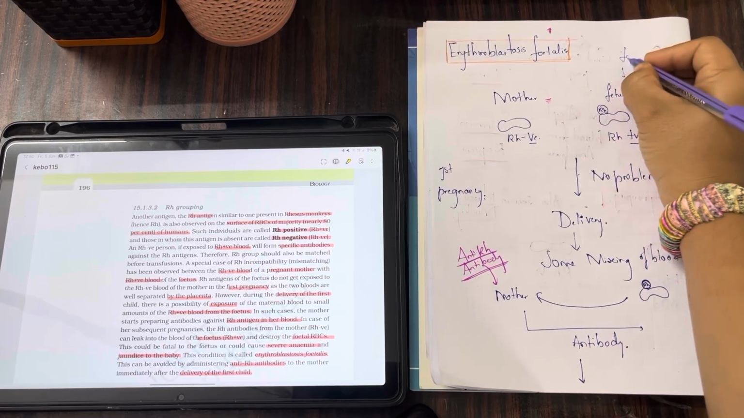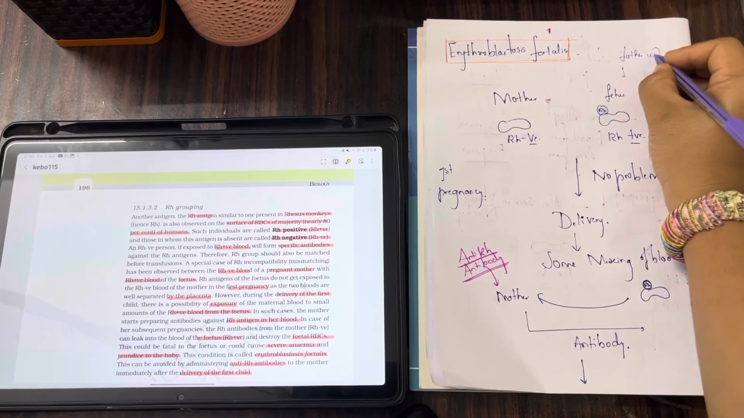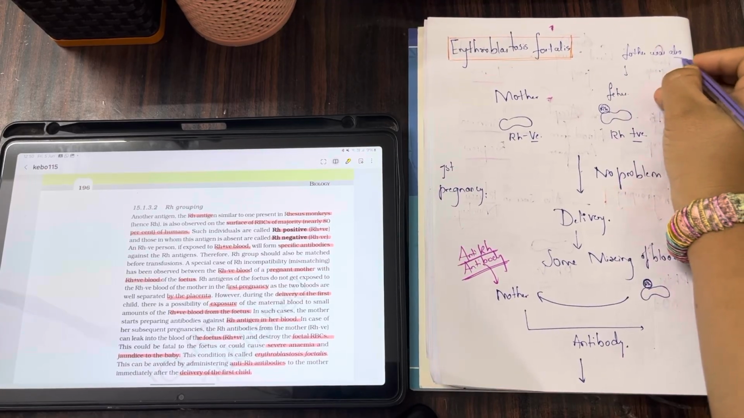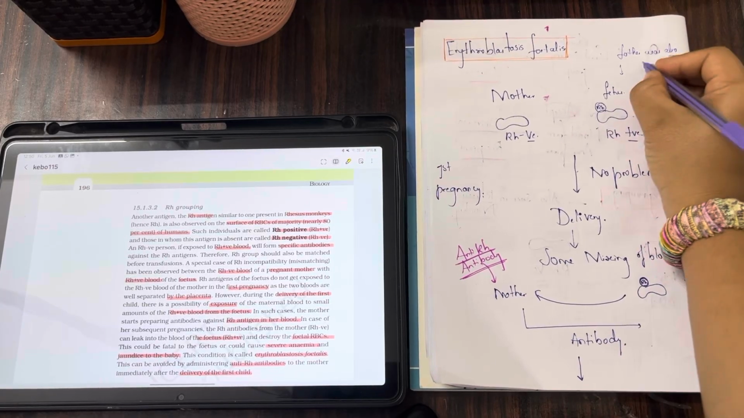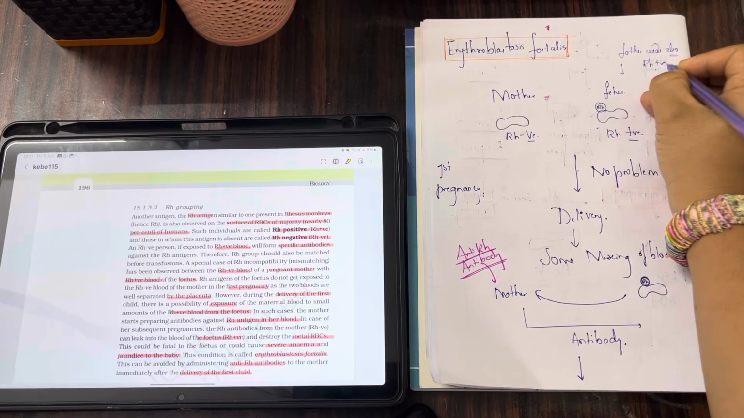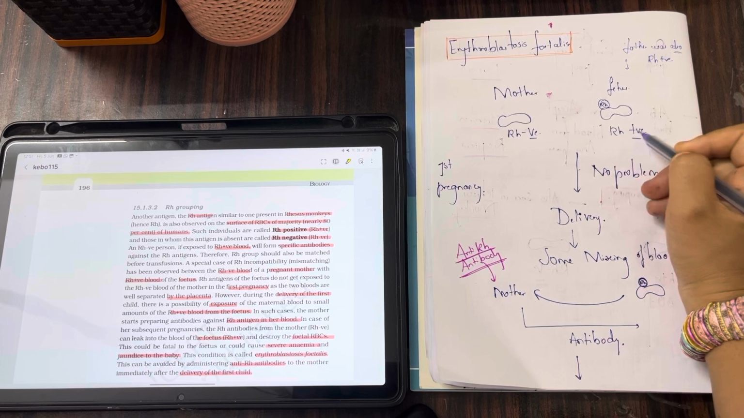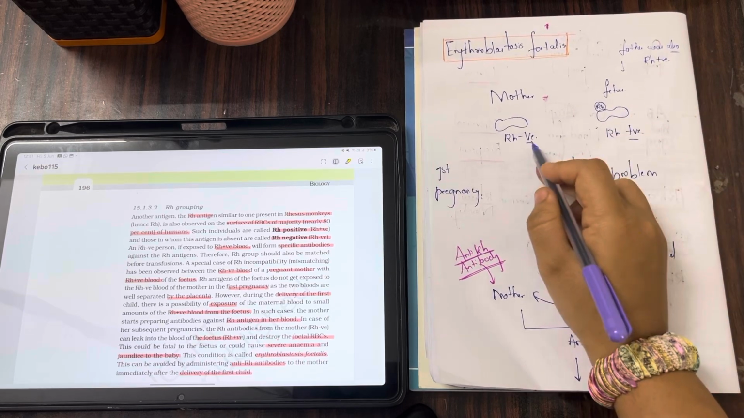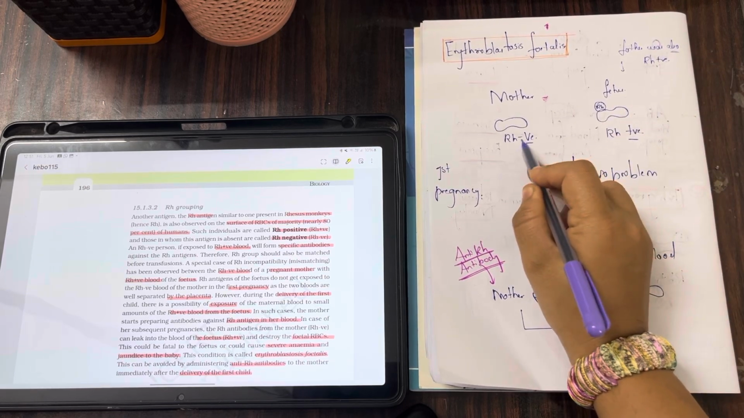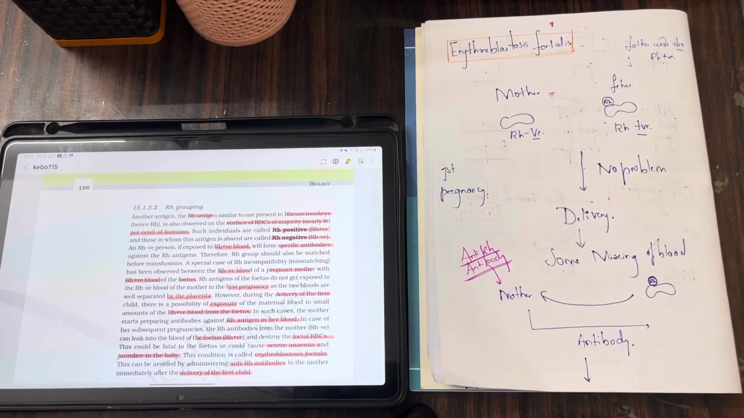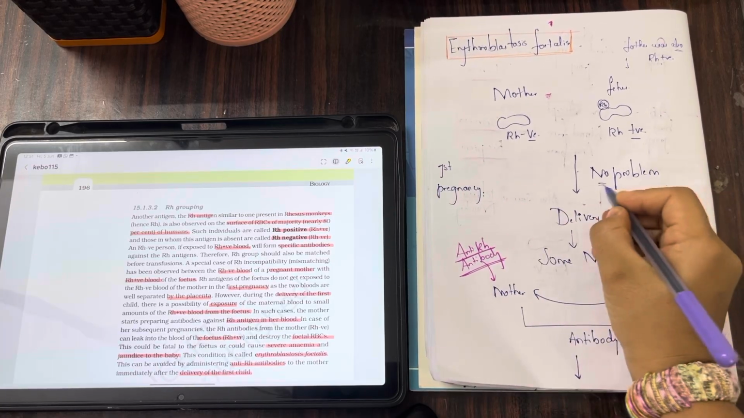Because father was also RH positive. So since father was RH positive, baby got that RH positive from its father, not mother. Mother is actually RH negative. Now what will happen? In first pregnancy, there will be no problem.